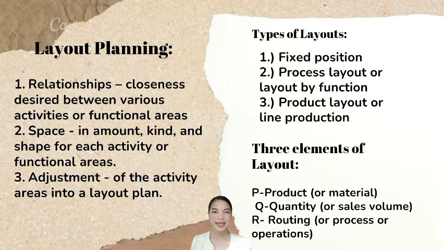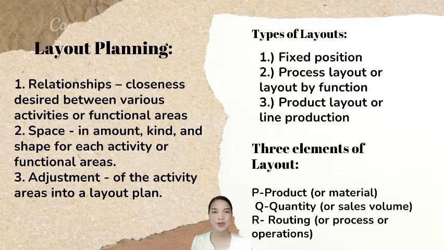Layout planning. Basically, layout planning involves, first, relationships, the closeness desired between various activities or functional areas. Second, space, in amount, kind, and shape for each activity or functional area. Third, adjustment of the activity areas into a layout plan. Types of layouts.